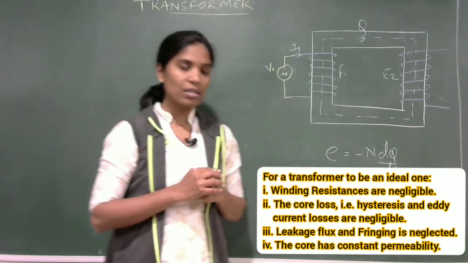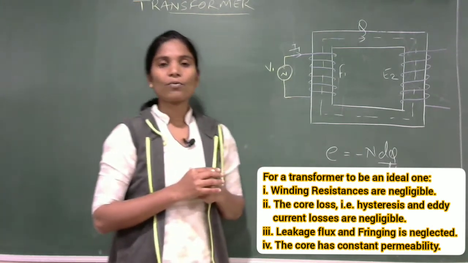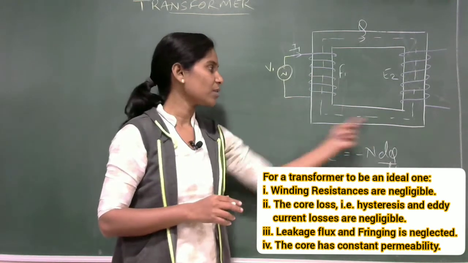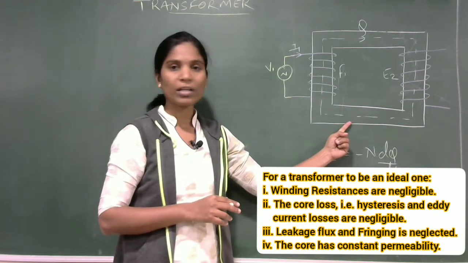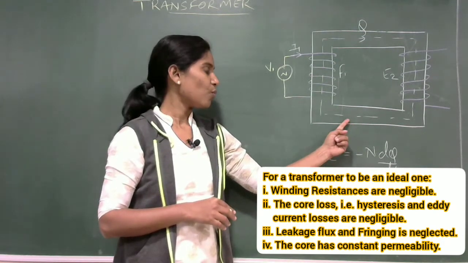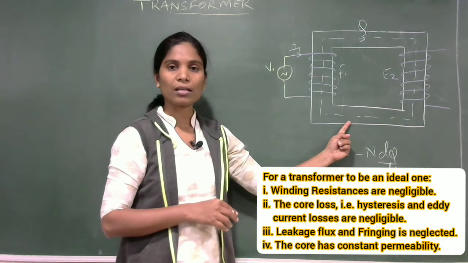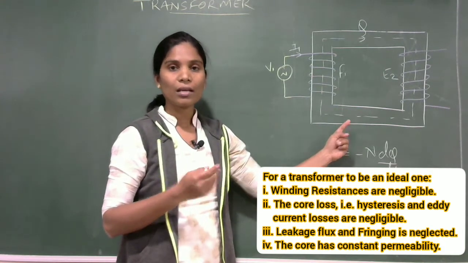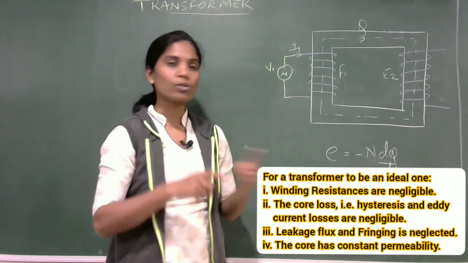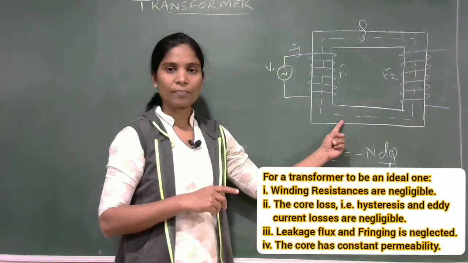What is the second assumption? We have discussed the different types of losses associated with the magnetic circuit. Here this is the magnetic circuit, where the transformer core is utilized for the magnetizing effect. The losses associated with the magnetic circuit are the hysteresis loss and eddy current loss, and these losses are also neglected for this case.